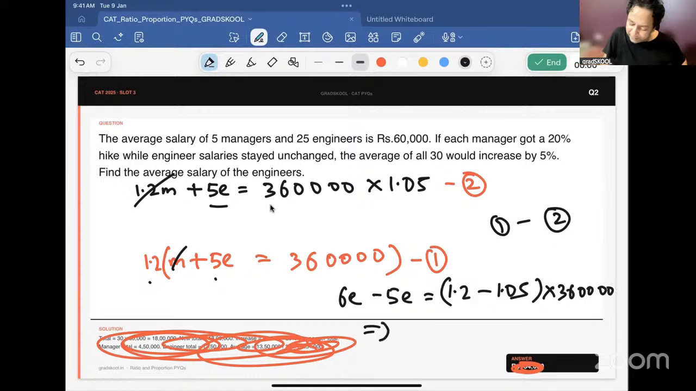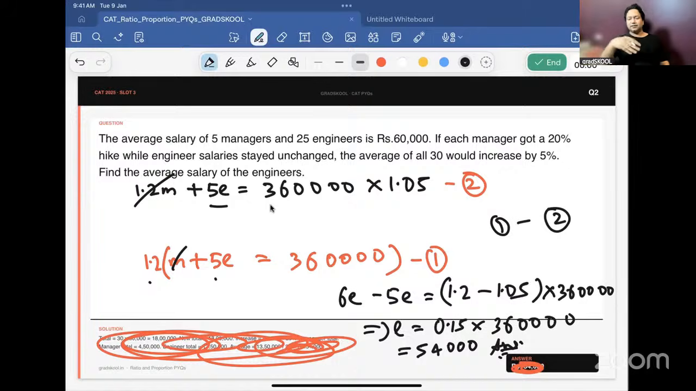So E will be equal to 1.2 minus 1.05, which is 0.15. 0.15 into 36 followed by 4 zeros. See, it's all about calculations now. 54,000 is correct. That is the answer. Cool. So I think all of you have got it.